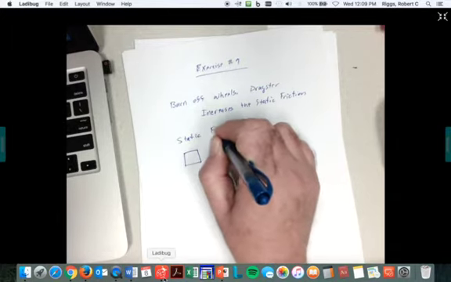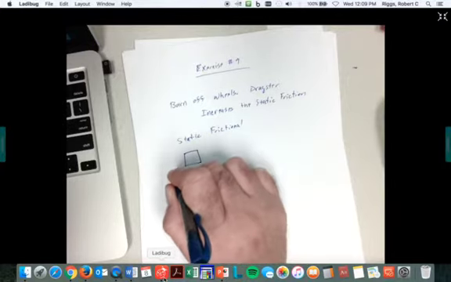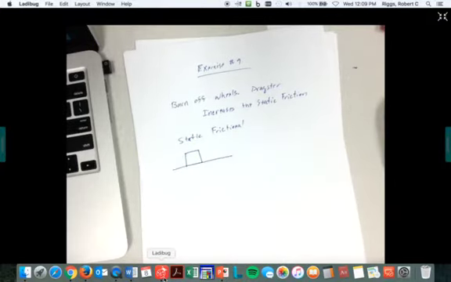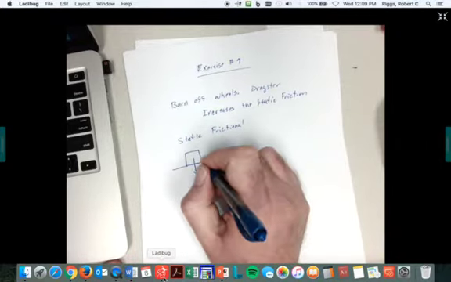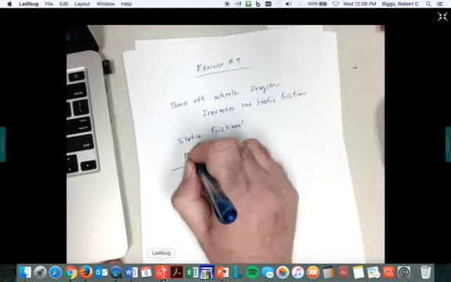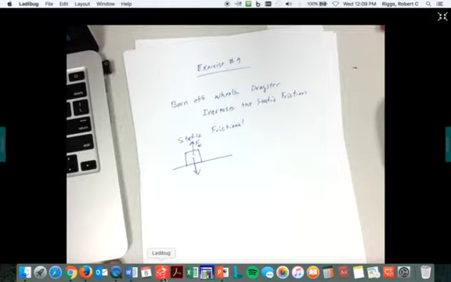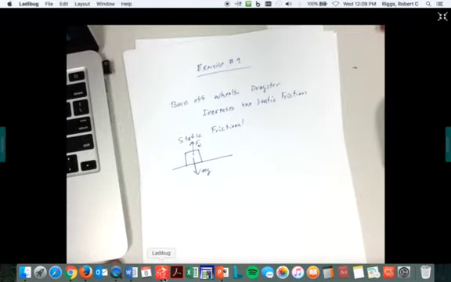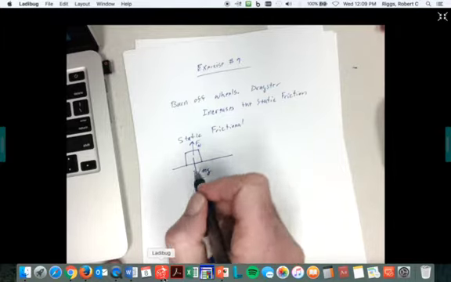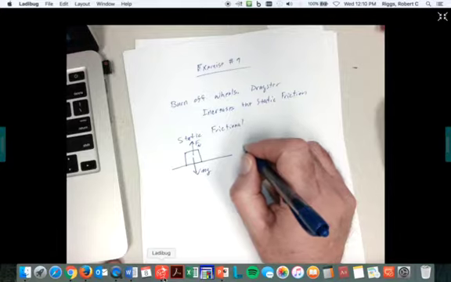Here's a static frictional force, and this is what it looks like. All right, got a block, good old block. It's got a weight going down, and the ground's pushing back up, what we call the normal force. So we got mg, weight going down, normal force going up, so the sum of these forces is equal to 0.